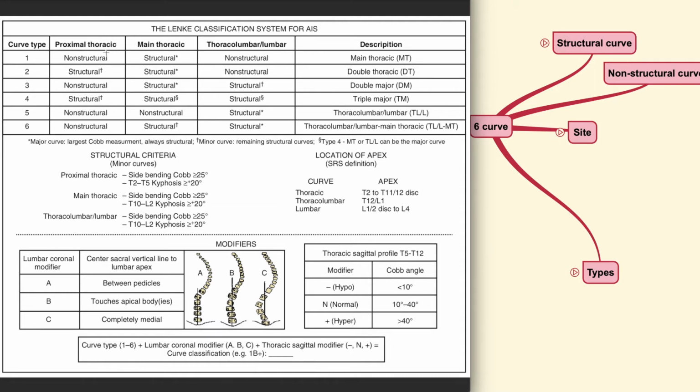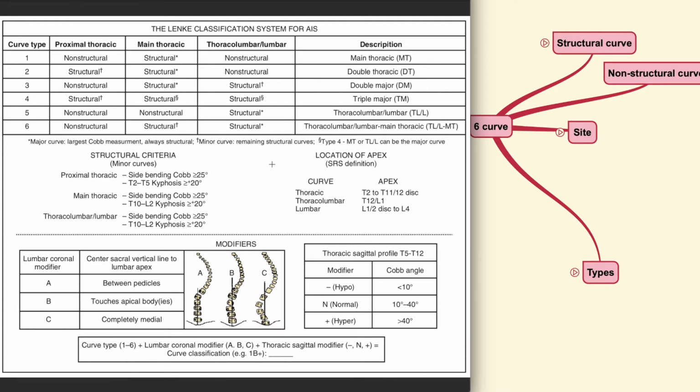And first, you need to identify where the structural curve and the non-structural curve are. It could be situated at the proximal thoracic region, main thoracic region, or the thoracolumbar or lumbar region. So back to the first point, you need to determine what the structural curve is, and then what the non-structural curve is. Next, you need to plot them inside this table based on the location of the curve. Is it at the proximal thoracic, the main thoracic, or at the thoracolumbar or lumbar region?